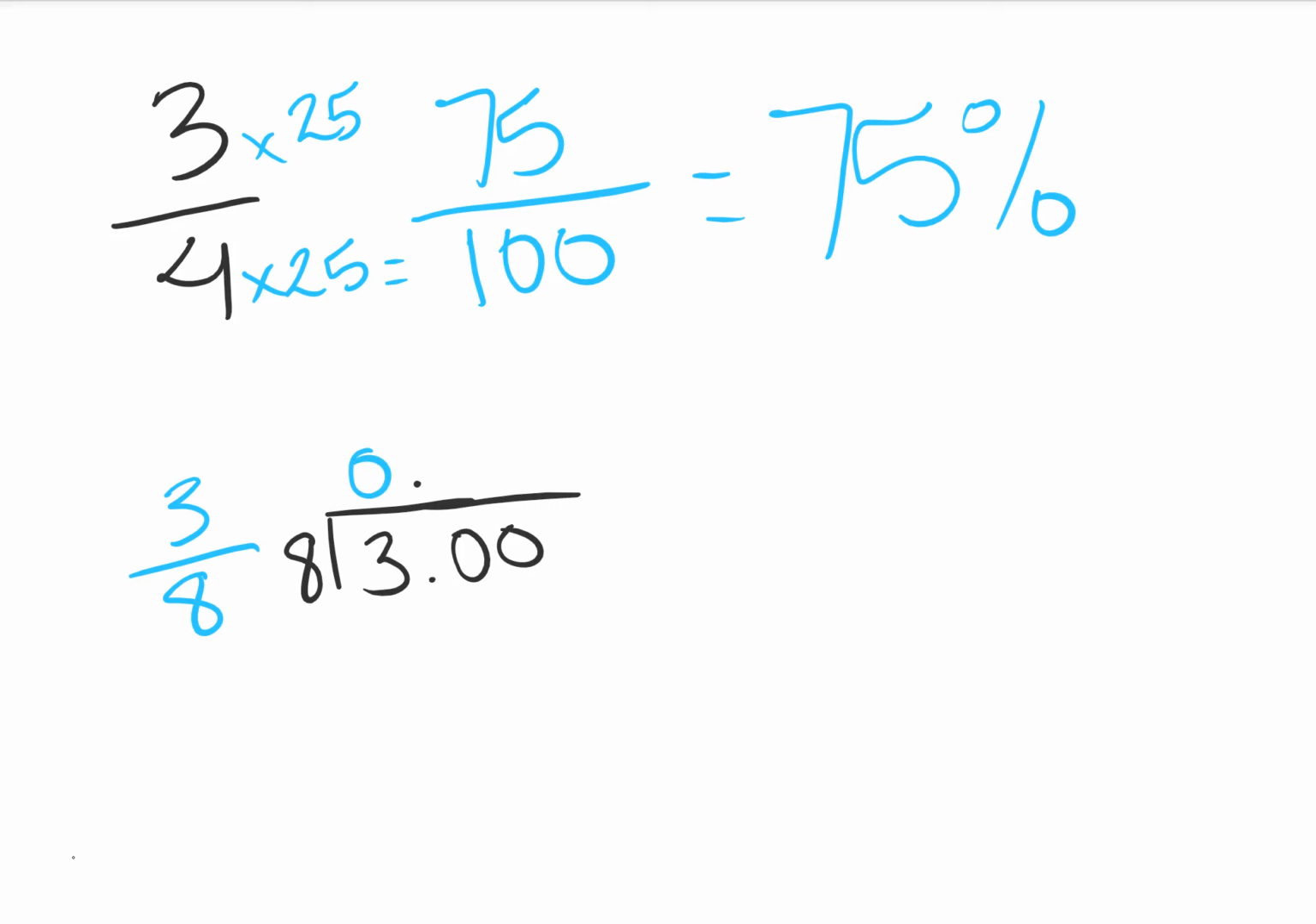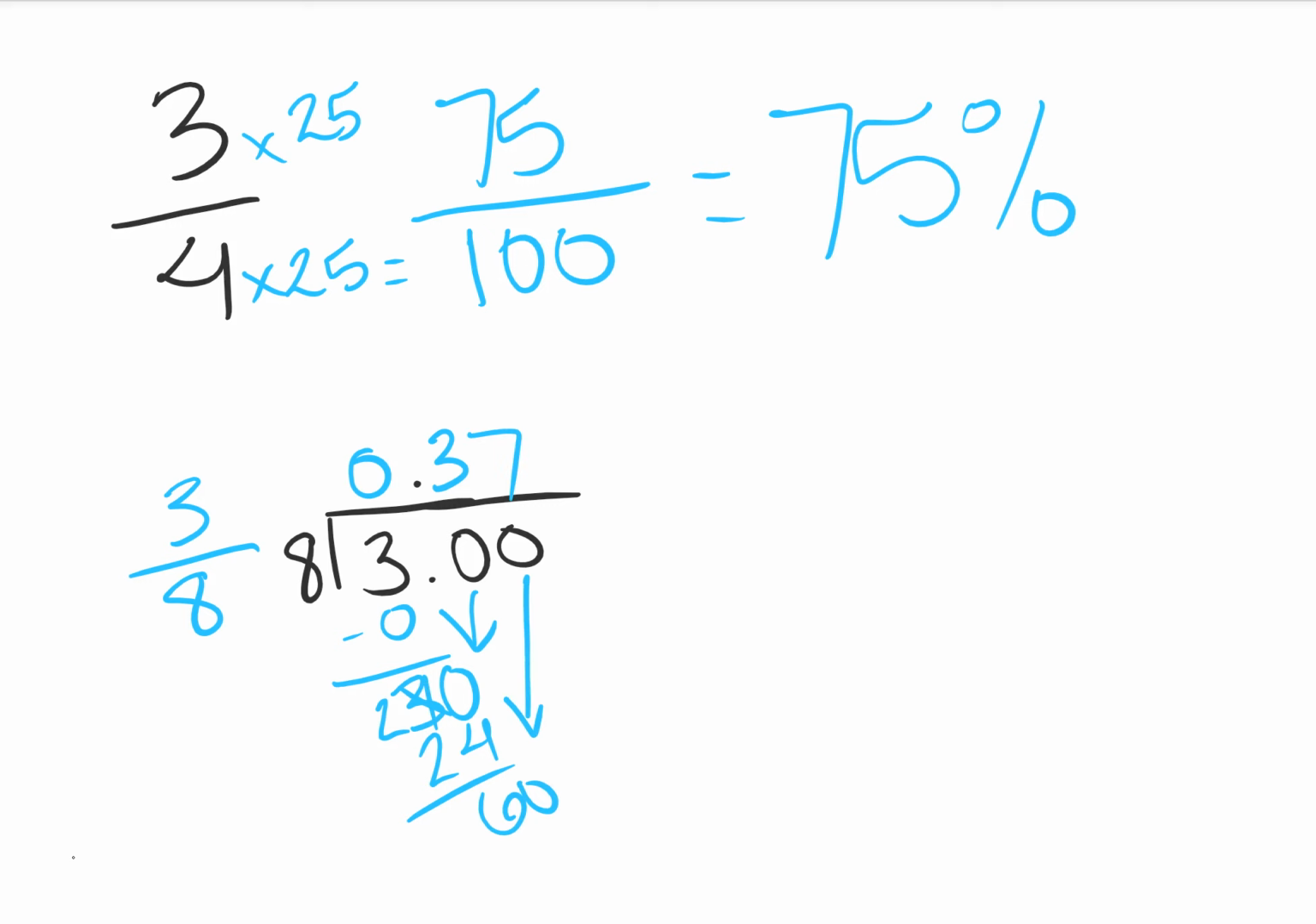8 can't go into 3, so it's 0 times. Bring down the 0. How many times does 8 go into 30? 8 goes into 30 3 times. 8 times 3 is 24. When we subtract, we get 6. Now 8 goes into 60 7 times. 8 times 7 is 56.